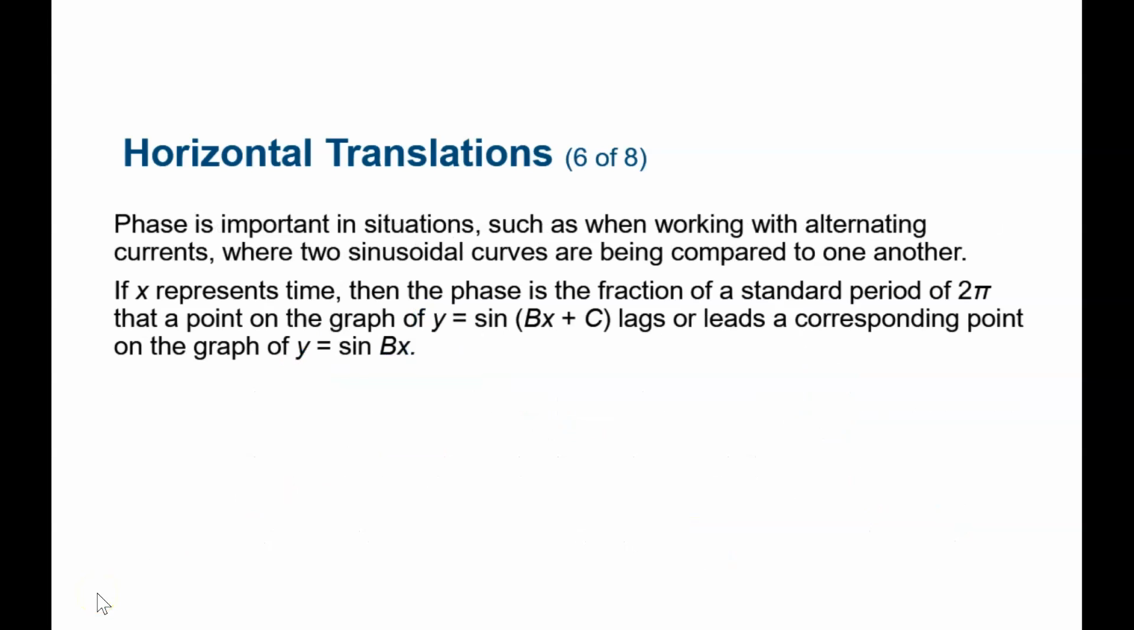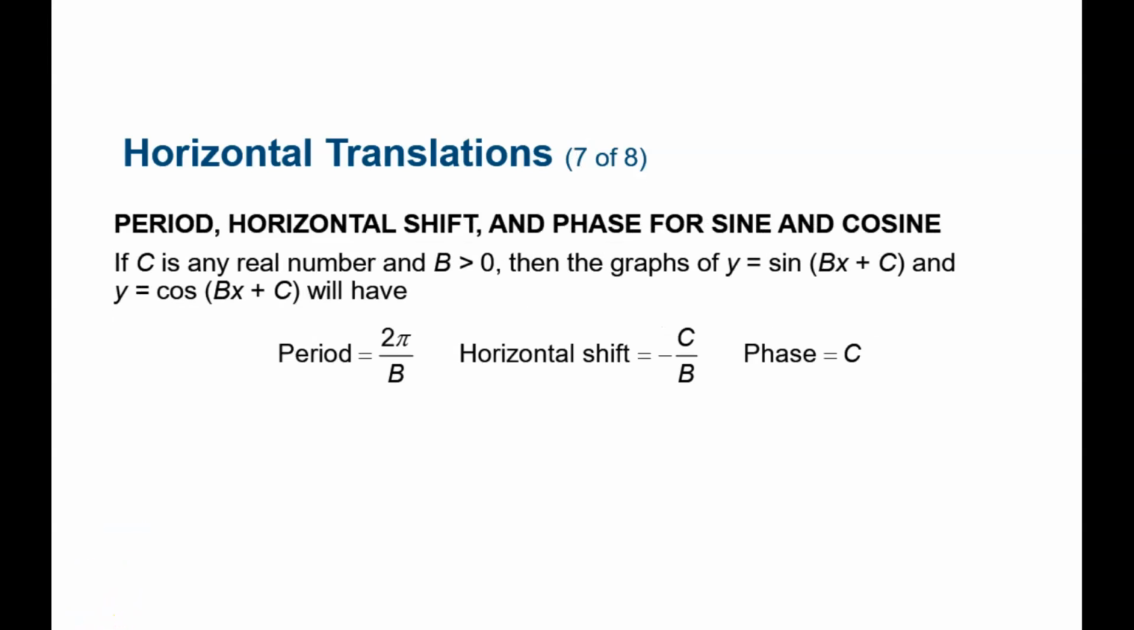Phase is important in situations such as when working with alternating currents, where two sinusoidal curves are being compared to one another. If x represents time, then the phase is the fraction of a standard period of 2 pi that a point on the graph of y equals sine of bx plus c lags or leads a corresponding point on the graph of y equals sine bx.